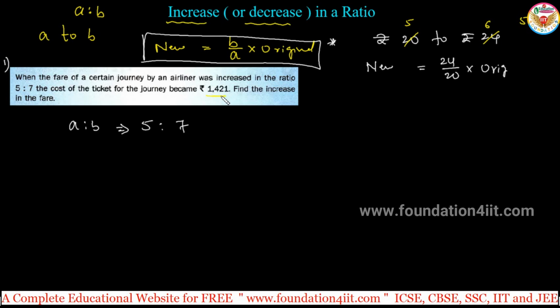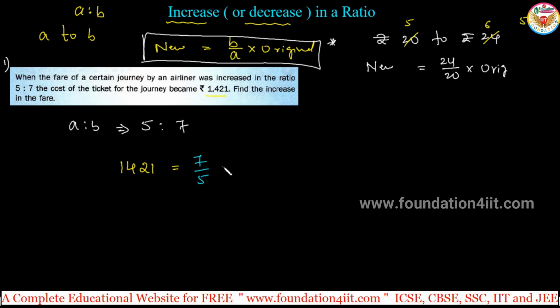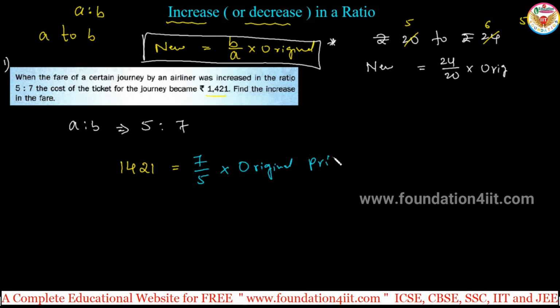So the new one is 1421. The new one is equal to B by A, second number divided by first number. Remember, that is 7 divided by 5 into the original fare, the starting fare before increasing. So the original price, now from this you can simplify.